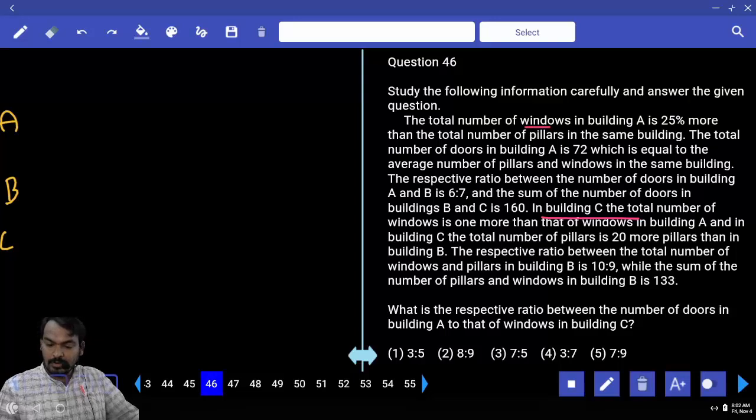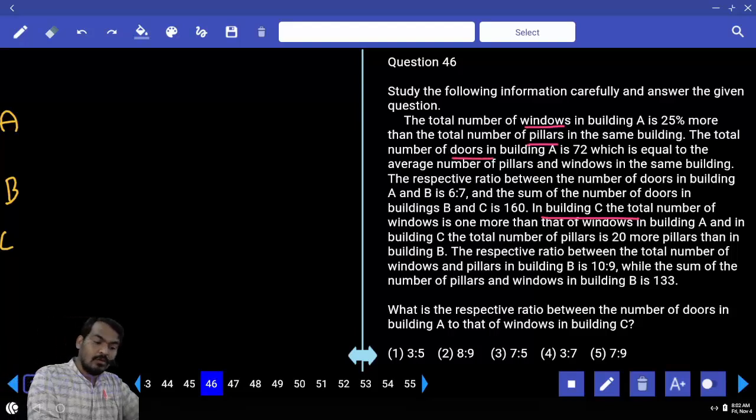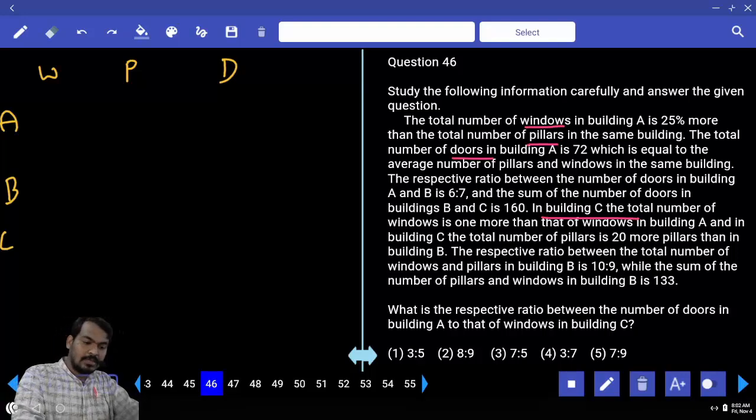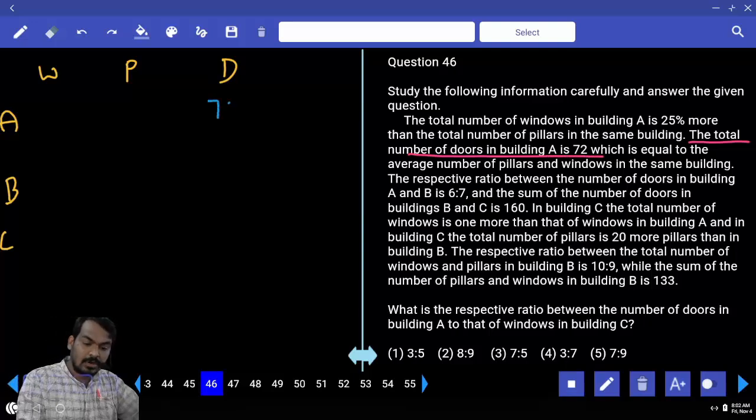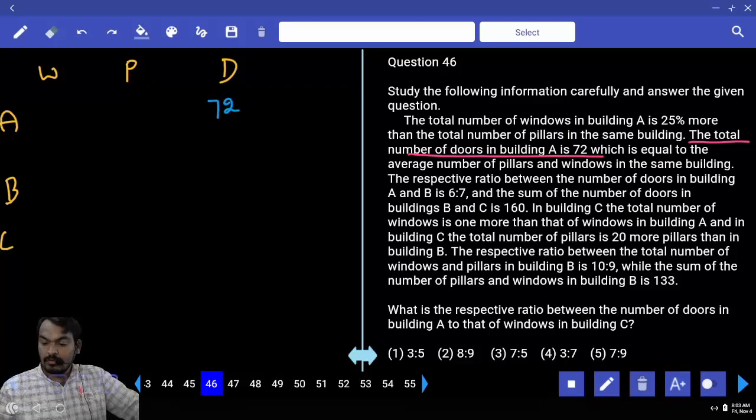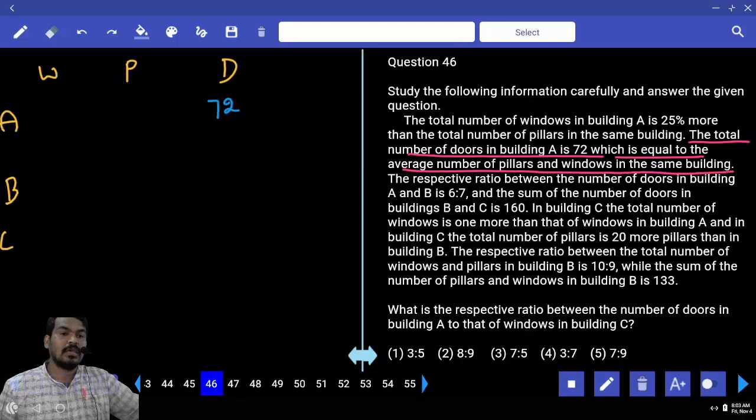Building A has windows, pillars and doors. Every building has windows, pillars and doors. What is the second point given? The total number of doors in building A is 72. Doors are equal to which one? The average number of pillars and windows in the same building. What is the first point? Windows in building A is 25% more than the total number of pillars in the same building or not?